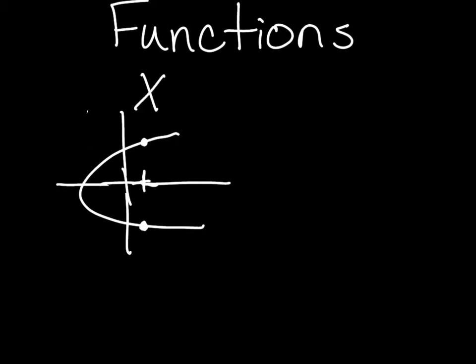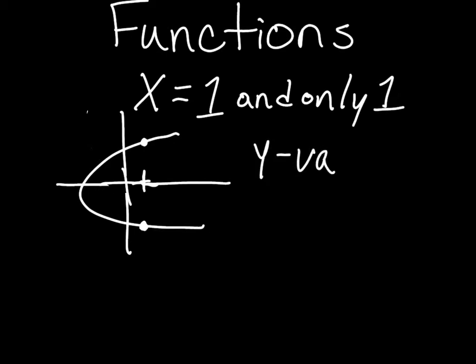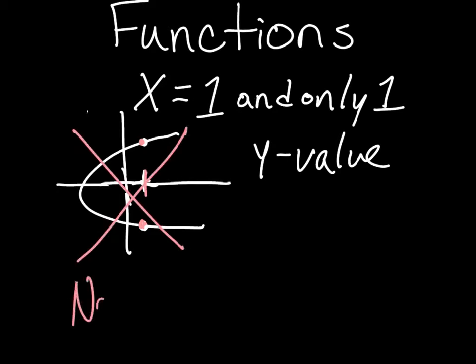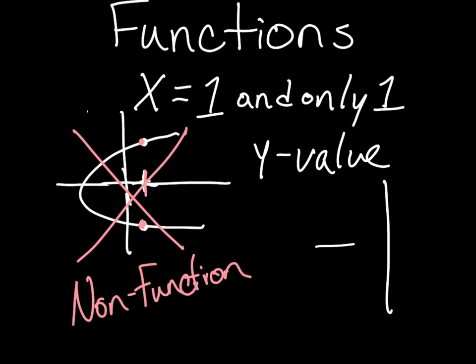That is kind of our big no-no. So, our general rule to make a function is our x has to equal 1 and only 1 y value. So for every x value, there is one and only one y value. So in this one, there's 2 y values for this one x value. So this is not a function. This is a non-function.